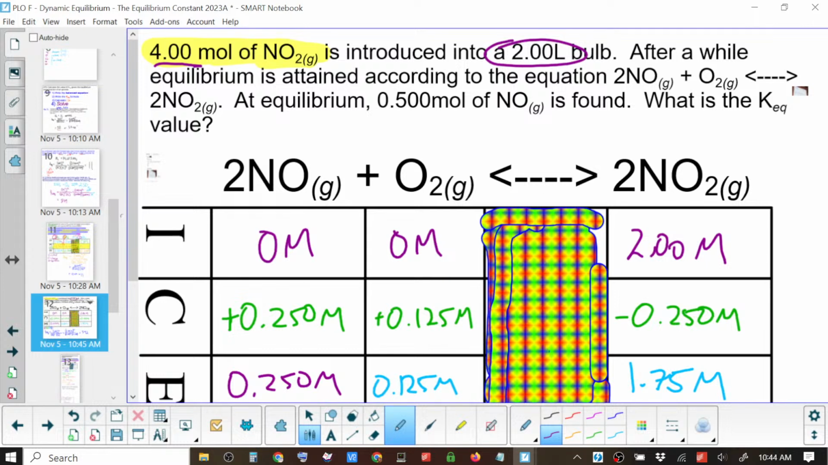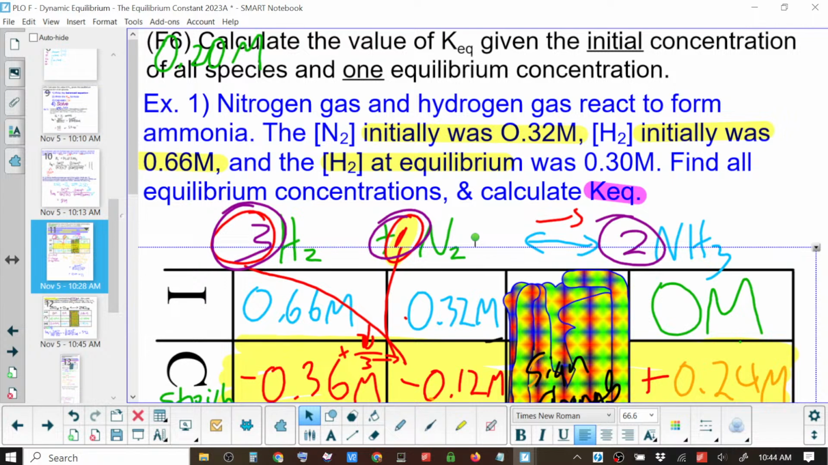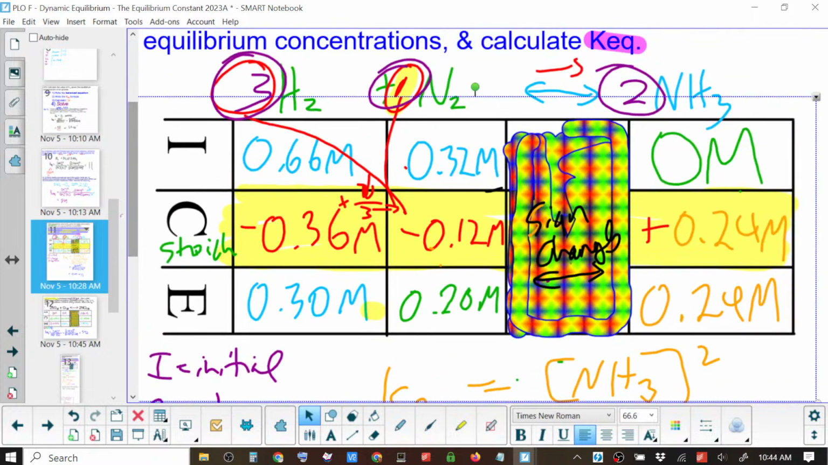And then we introduce ICE tables: initial, change, equilibrium concentration.